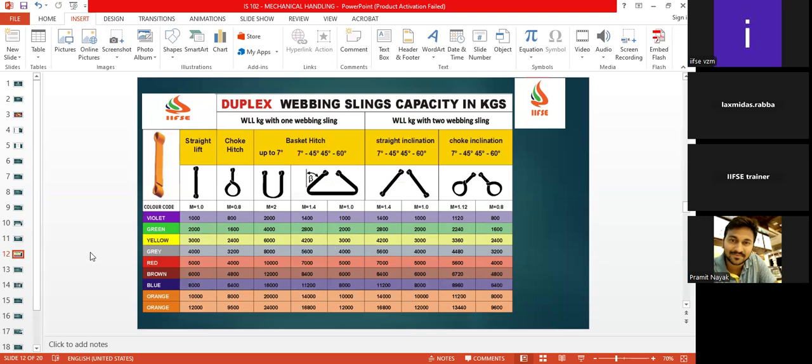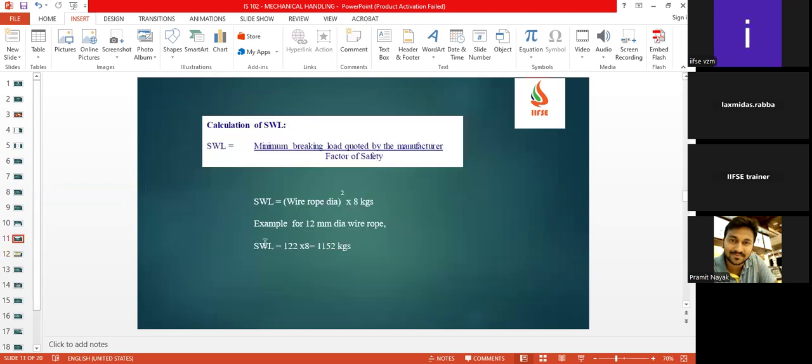That is the factor of safety. Few of them will have 1:7. A few of them will have 1:5. And there is another thumb rule for calculating the capacity of wire rope slings: D square into 8, where D is the diameter. For example, if it is 12 mm, you will make it 12 square into 8. That will be the capacity of the wire rope sling.